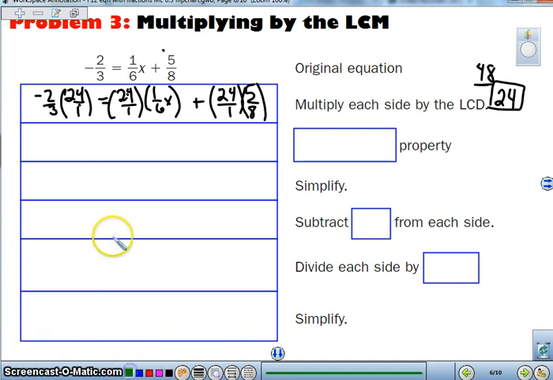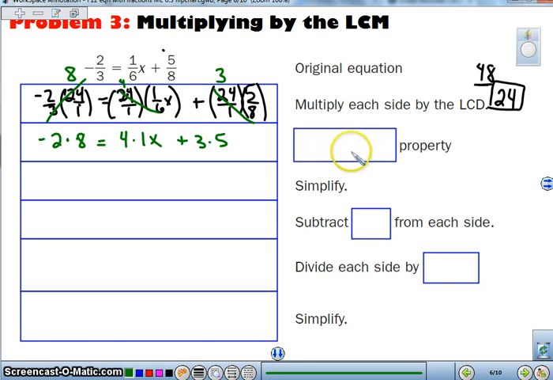Again, as we simplify, 3 goes into our 24. We're going to have negative 2 times. 3 goes into 24 8 times. So negative 2 times 8 is going to be equal to. 6 goes into 24 4 times. So I'm going to have 4 times the 1x. 8 goes into 24 3 times, so I'm going to have plus 3 times 5.